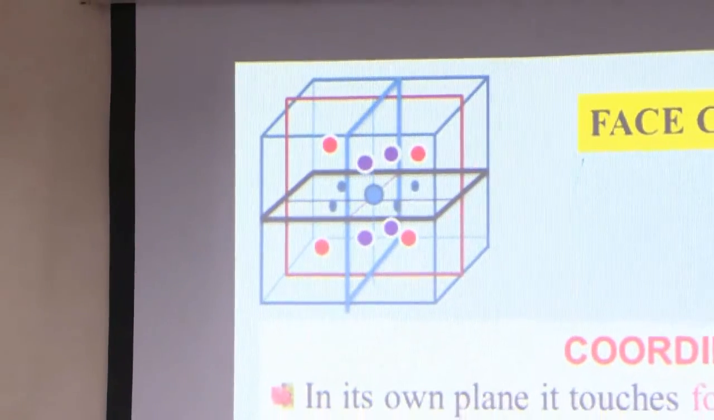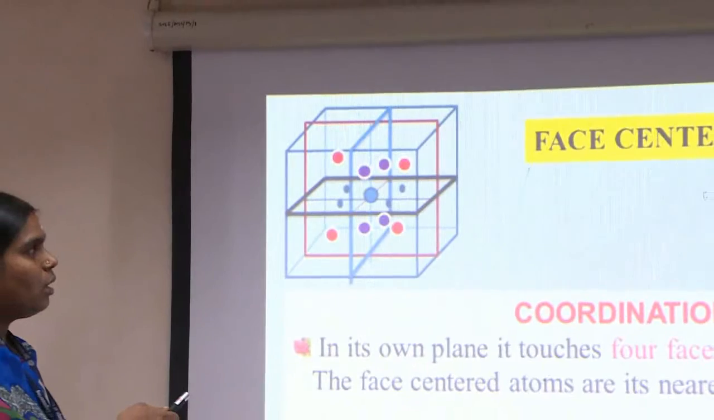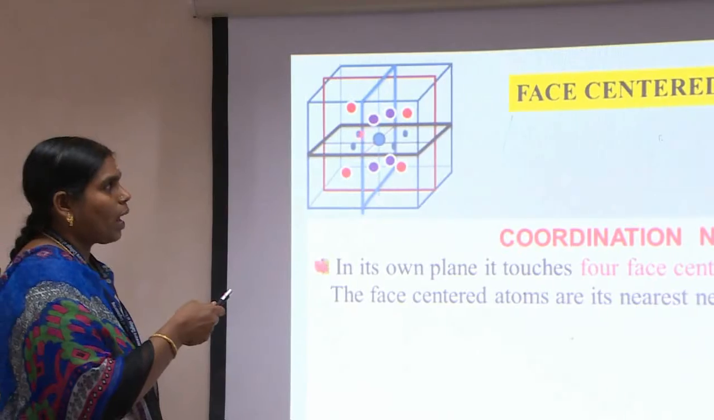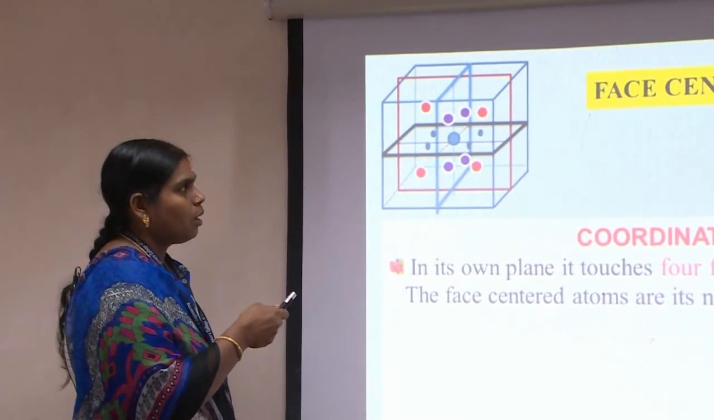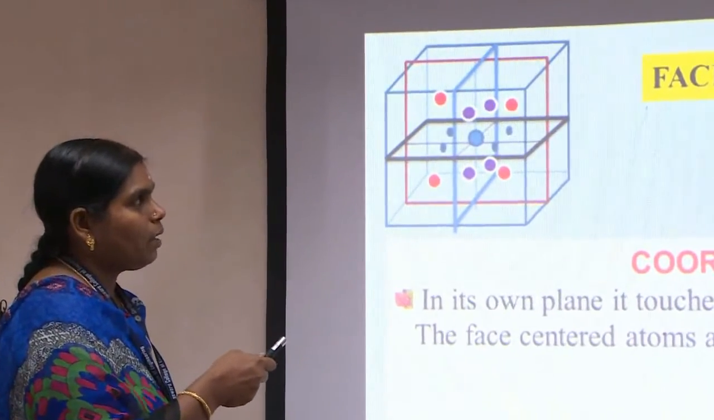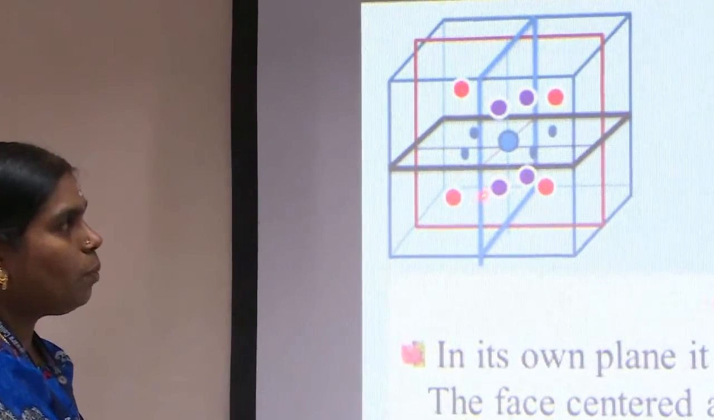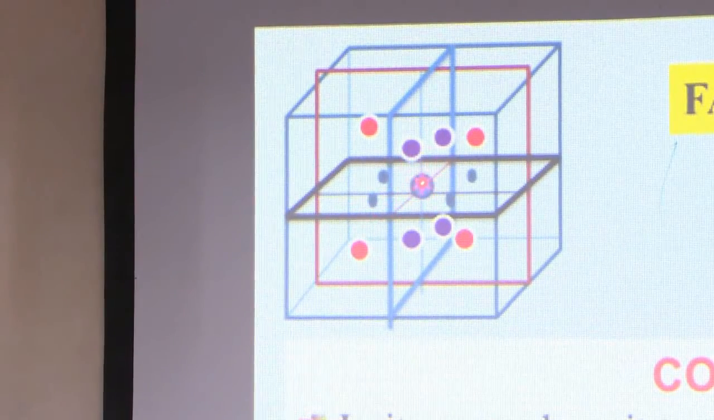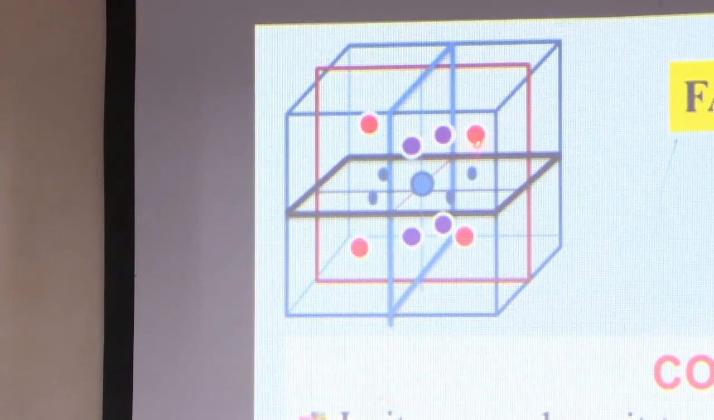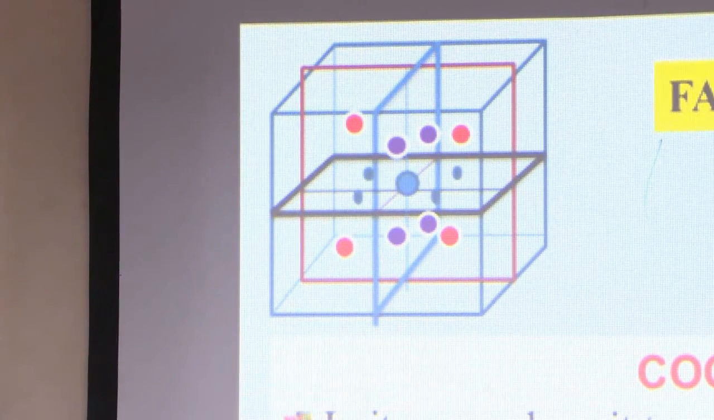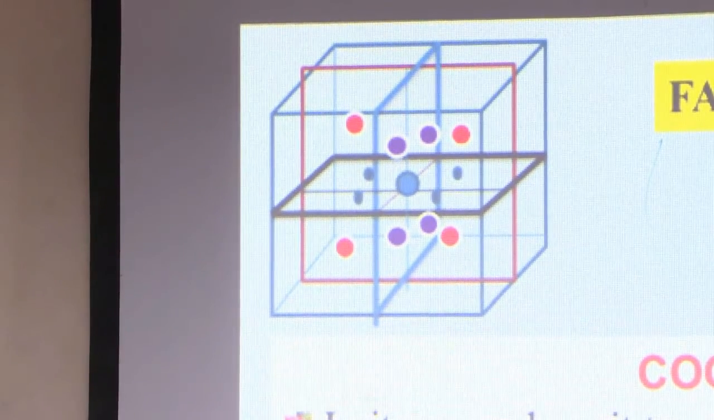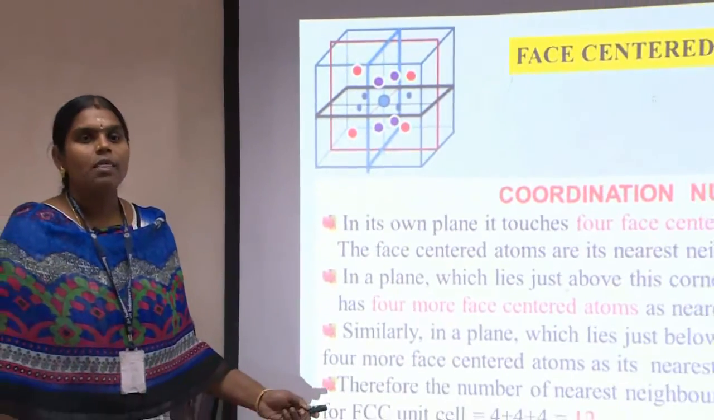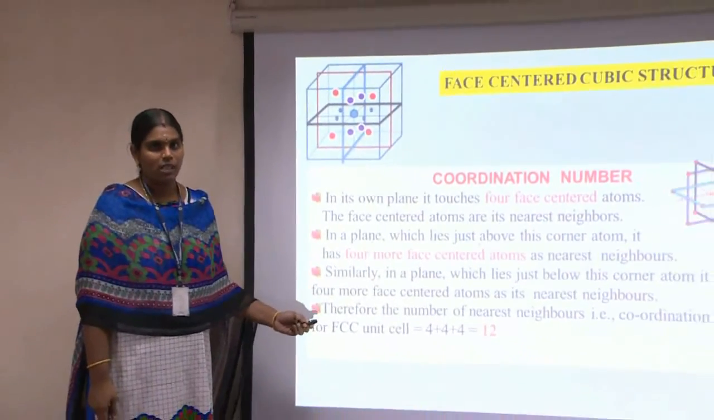Once again, I will tell how we are going to calculate. Here is a corner atom. For this corner atom, 4 atoms in the same plane, 4 atoms above the plane, and 4 atoms below the plane become the nearest neighboring atoms. So for a corner atom, the face centered atoms are its nearest neighboring atoms. When we calculate, we get 4 plus 4 plus 4 is equal to 12, which is the coordination number for an FCC structure.